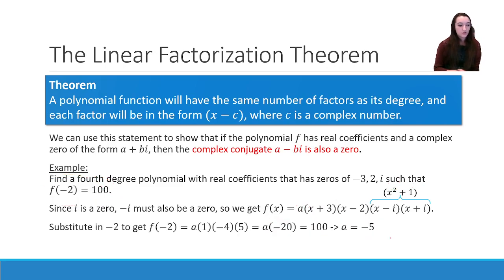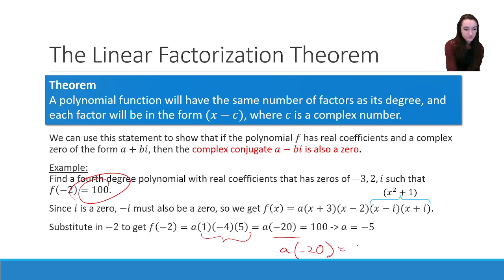And so, altogether we have a times 1 times negative 4 times 5, which all of that is negative 20. So, f of negative 2 equals a times negative 20, which is equal to 100 is what we were told. So, a times negative 20 equals 100. Our final step is just to divide out that negative 20 to get a equals negative 5.